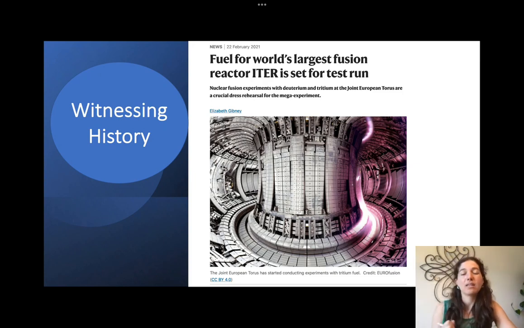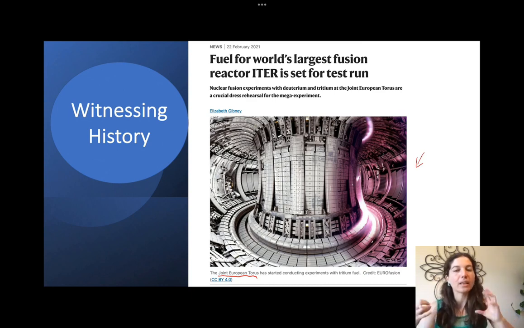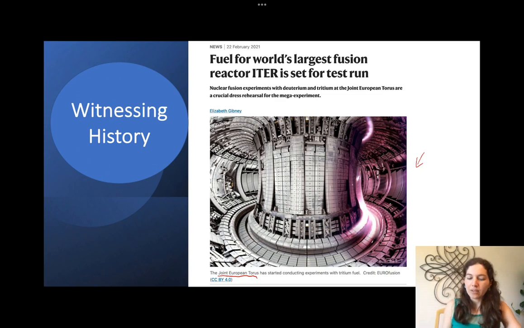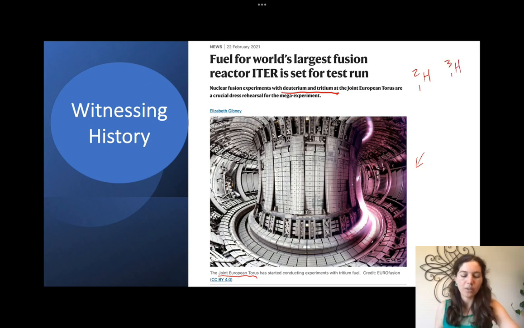So one of these places is in the UK, and it's called JET, the Joint European Torus, and this is what's called a tokamak, and it's a type of reactor here that lets you speed up particles and get them really, really hot. And so they're running experiments with deuterium and tritium. Remember I said that was a heavy hydrogen, so that's hydrogen 2 and hydrogen 3. So these are hydrogen isotopes in order to achieve fusion on Earth.